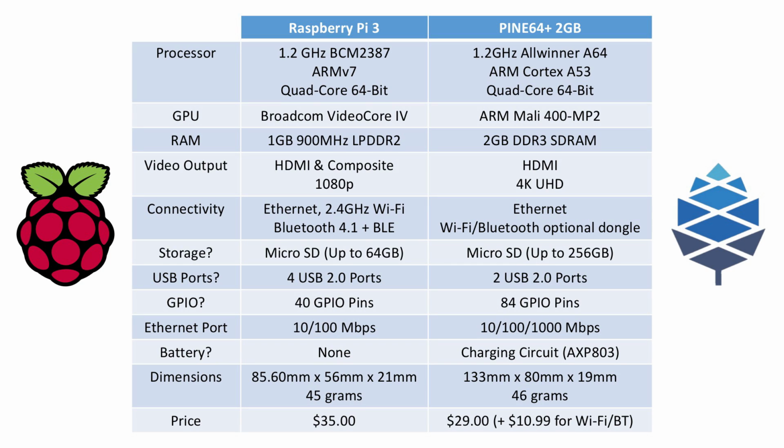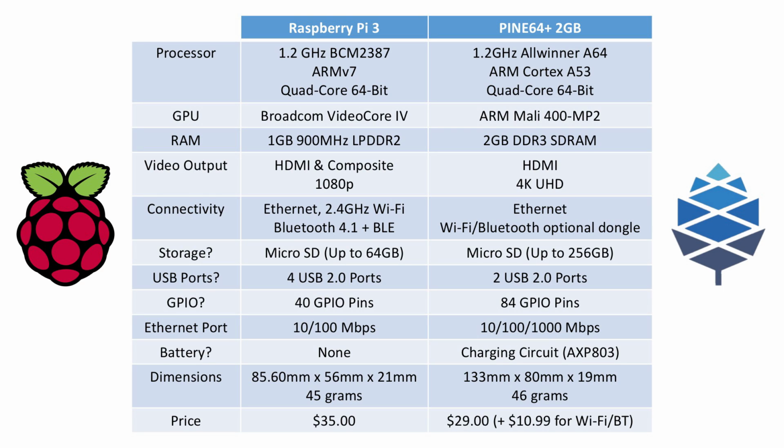Another key note is the Pine A64 can do 4K Ultra HD video, while the Raspberry Pi 3 is capped at 1080p. Connectivity: Raspberry Pi has built-in Wi-Fi and Bluetooth and Ethernet, while Pine A64 has Ethernet. Storage: you can do up to 64 gigs on the Raspberry Pi, while the Pine A64 can go up to 256 gigs. You have 4 USB ports on the Raspberry Pi 3 versus the 2 on the Pine A64. 40 GPIO on the Raspberry Pi 3 versus the 84 GPIO on the Pine A64. You have gigabit Ethernet on the Pine A64, while the Raspberry Pi 3 only has 100 megs.